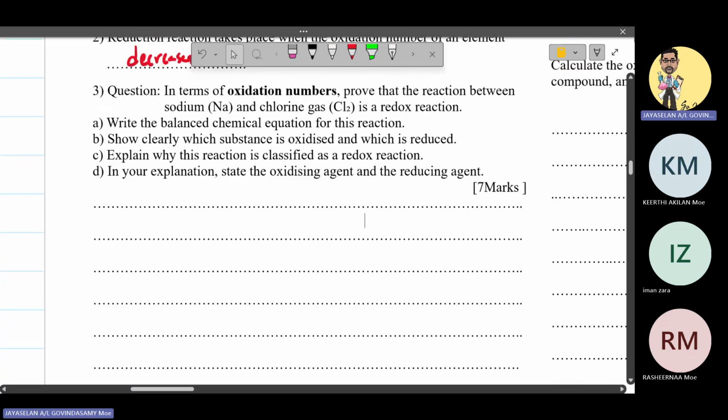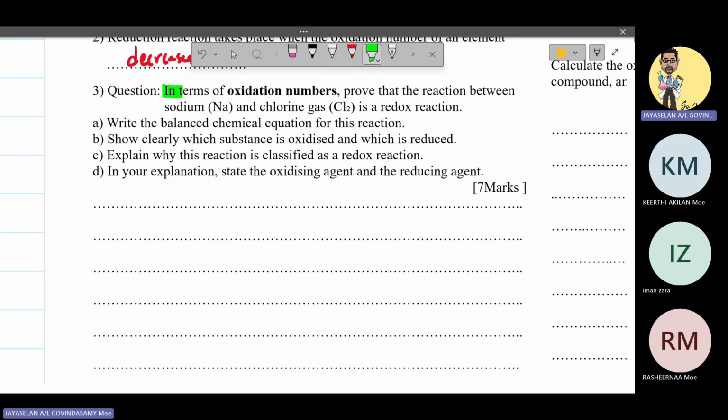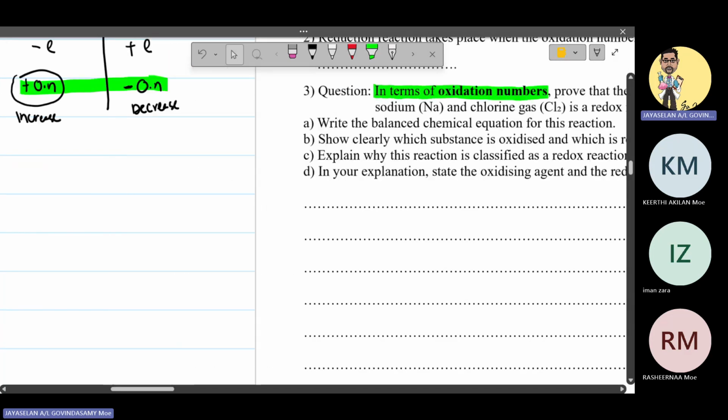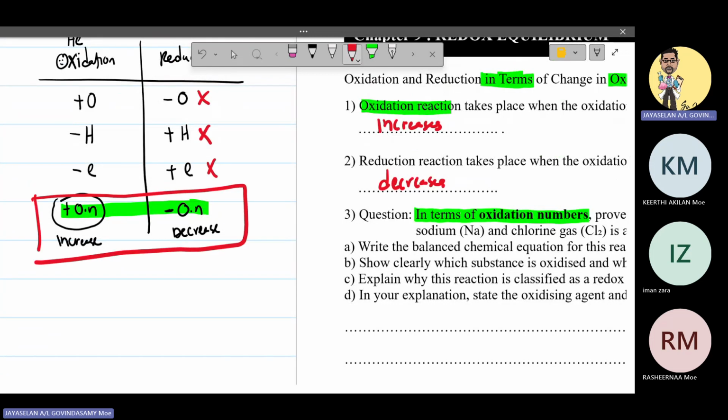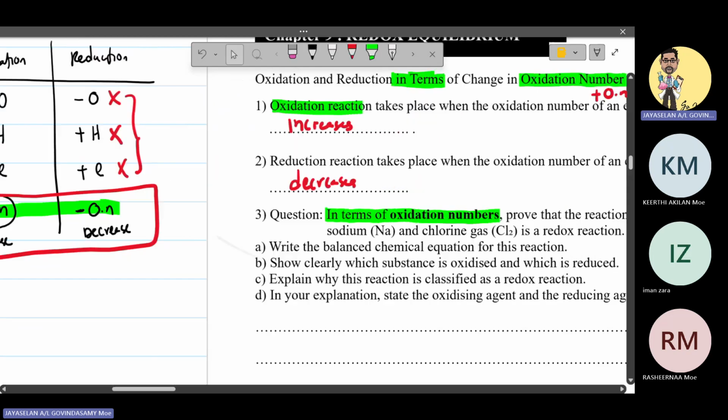Okay, so now we just do the homework only. We do it together. They want it in terms of oxidation number, this is the key point. It means you cannot use these other things. You must use this only. If you use the other things, it means your essay answer is in the wrong format.